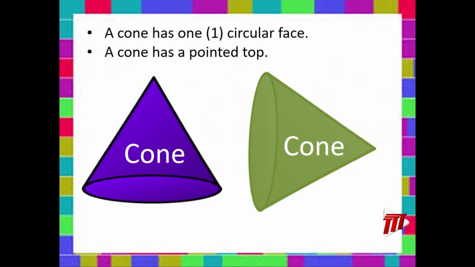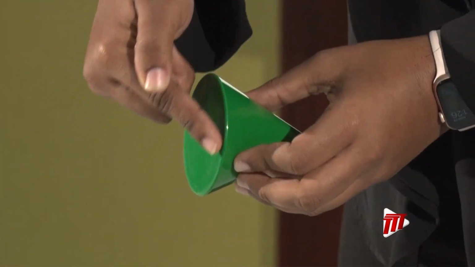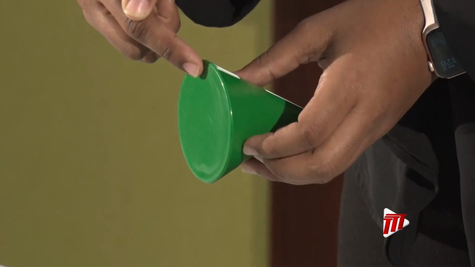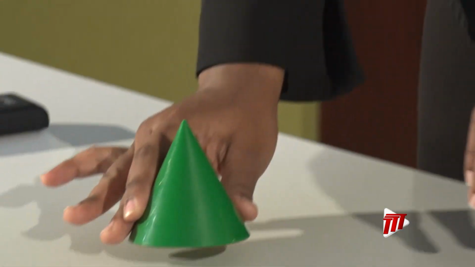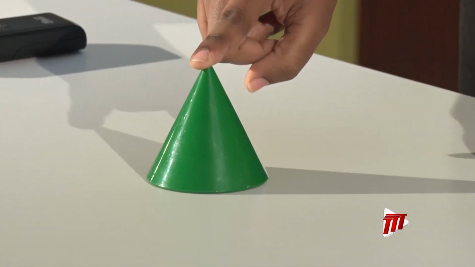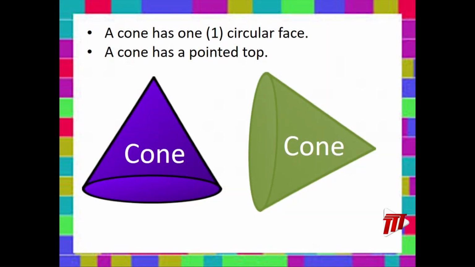Let's look at our next shape. A cone. A cone has one circular face. A cone has a pointed top. Here I have a cone. We see that the face is circular and it is flat and it is pointed. Can you think of some things around you that look like a cone?